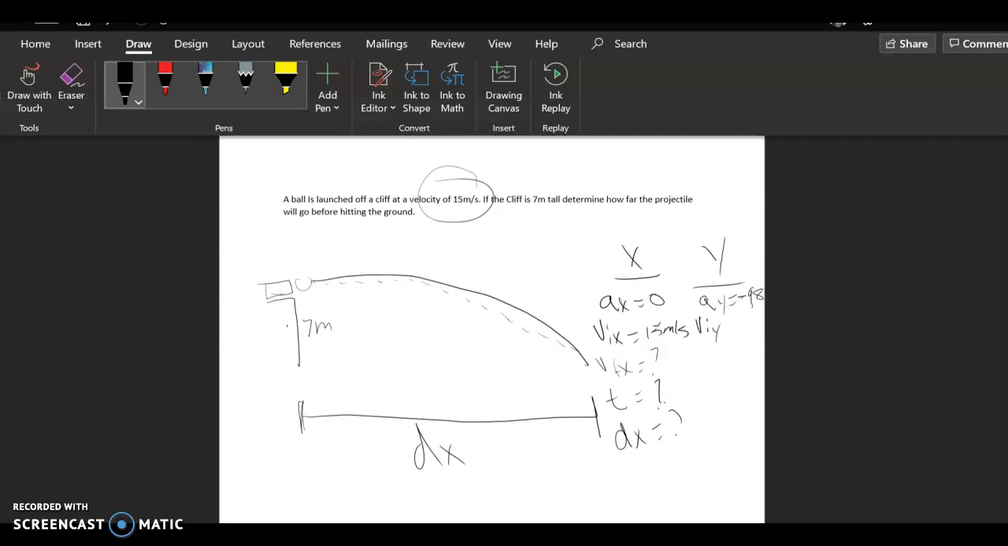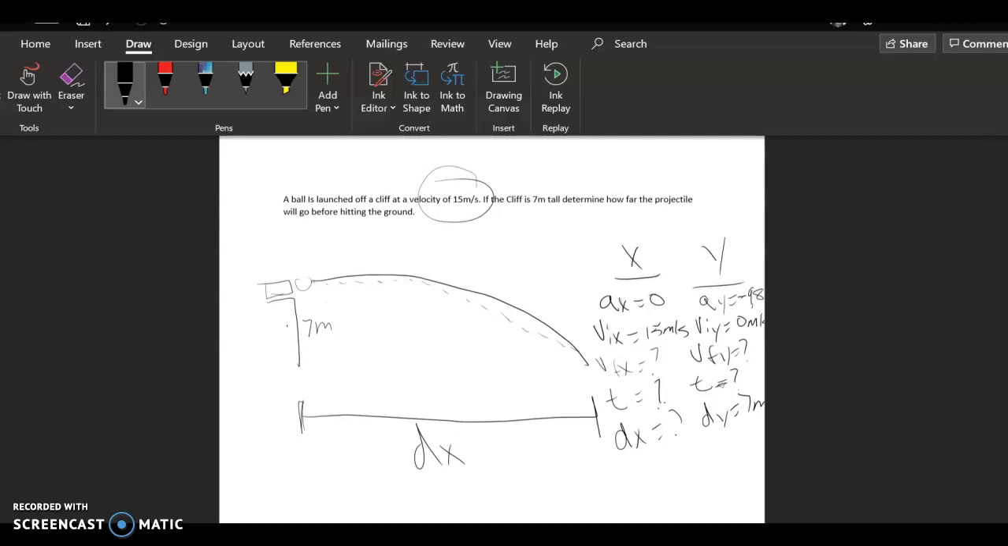Initial velocity in the y is actually 0 meters per second. If you look at it when it starts falling down, it's actually not falling down yet. It's pretty much when it's dropped. Okay. VF, y, we don't know what it is. Time, we don't know what that is. And we know what dy is. This is 7 meters.